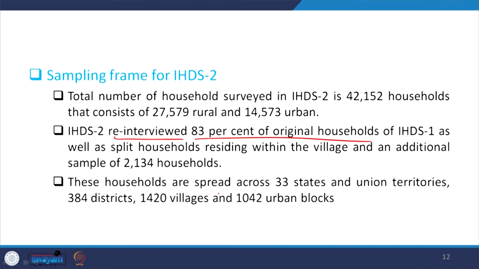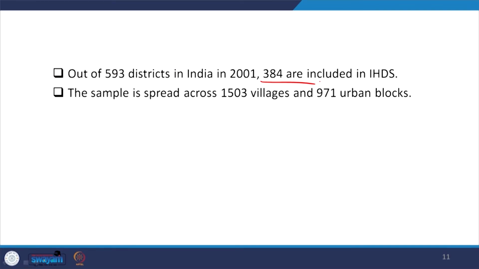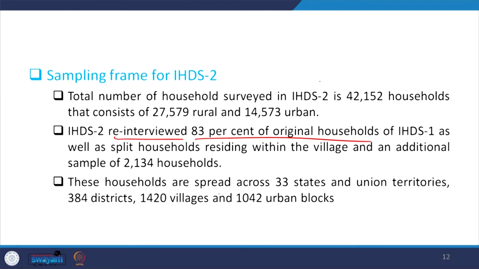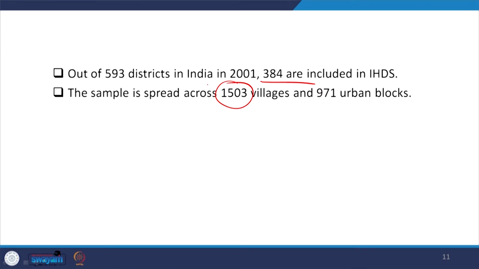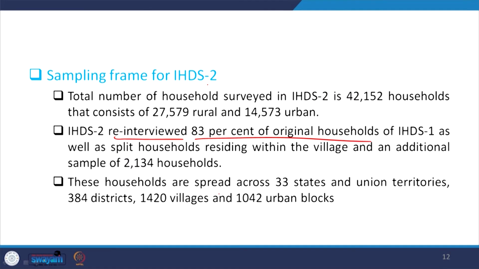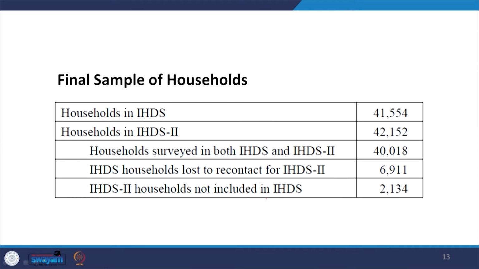384 districts, as I just said, were covered. In the first round it was 1,503 villages, now it is a little less, 1,420 villages, and 1,442 urban blocks, which is higher than the previous round, while villages are fewer. Now, these are the final sample of the households. Households in IHDS 1 were 41,554, as I have already said, and households in IHDS 2 were 42,152, and households surveyed in both rounds, IHDS 1 and 2, were 40,. This is very important for those who are interested in making a panel.